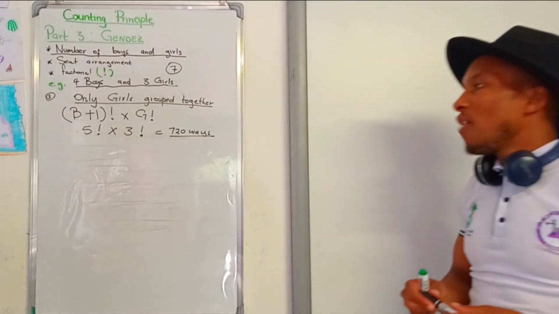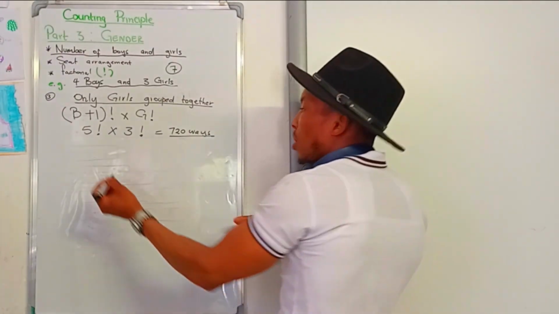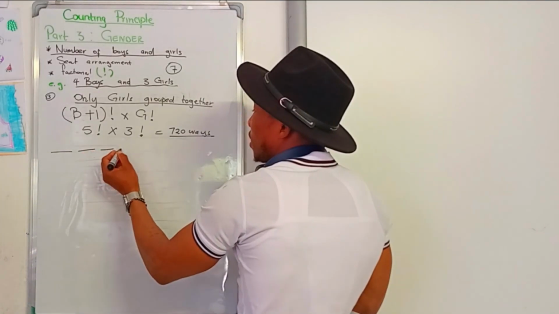All right. Therefore, if you don't want to use this rule, you can use a dash line that indicates the number of chairs.